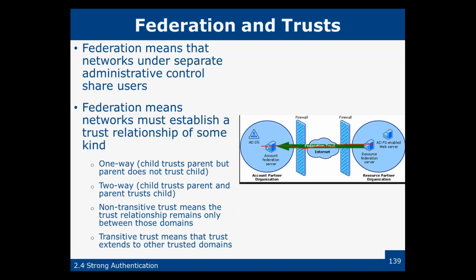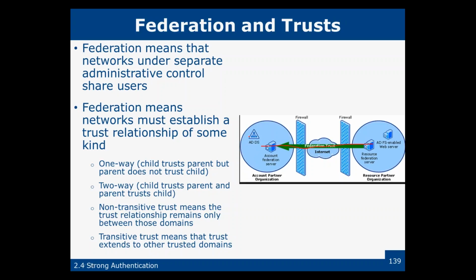We have one-way trust. The child trusts the parent, but the parent doesn't trust the child, so company A can get on company B's resources, but not the other way around. And that may be a case if you have sales partners or something like that, I guess. Two-way, that is both of them trust each other.